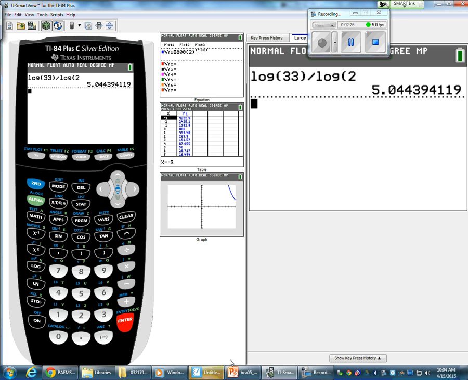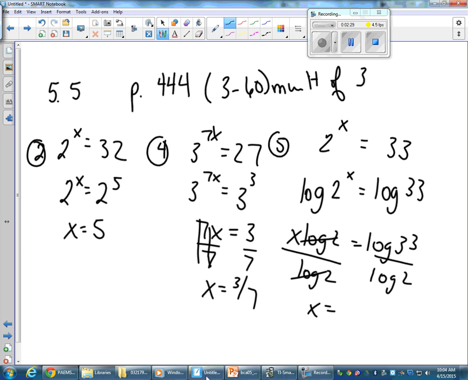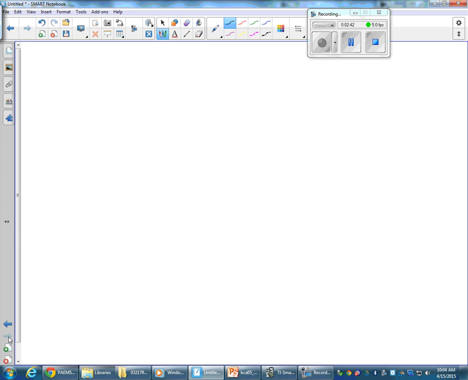They didn't tell me where to round to. So 5.0444, if I round correctly. And you may round to fewer decimal places unless it specifies what you have to do. Alright, so let's look at some more. I'm going to do this for about 10 minutes. We'll see how far we get.